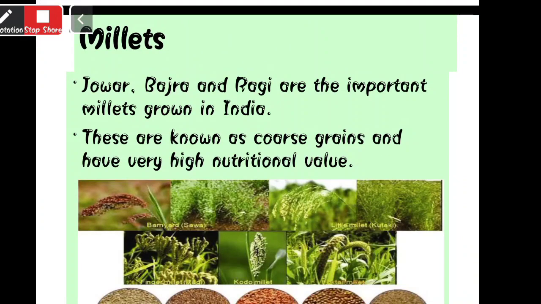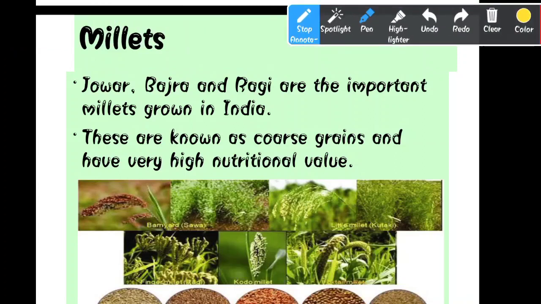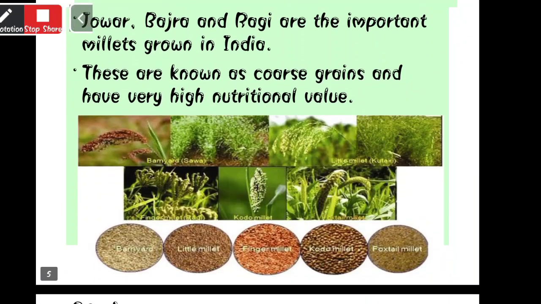Coming to the third major crop, millets. What are millets? Crops like jowar, bajra, and ragi are some important millets grown in India. These crops are also called coarse grains and they have a high nutritional value. It means that they are beneficial for health.